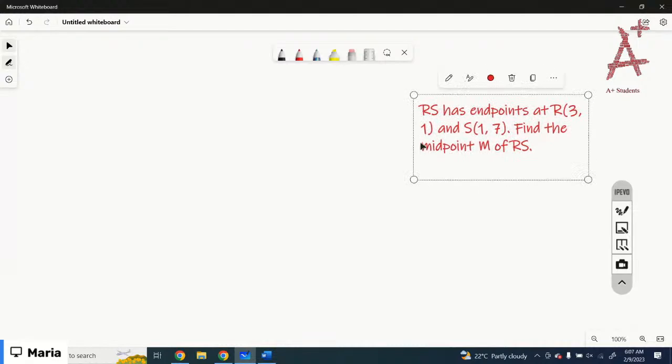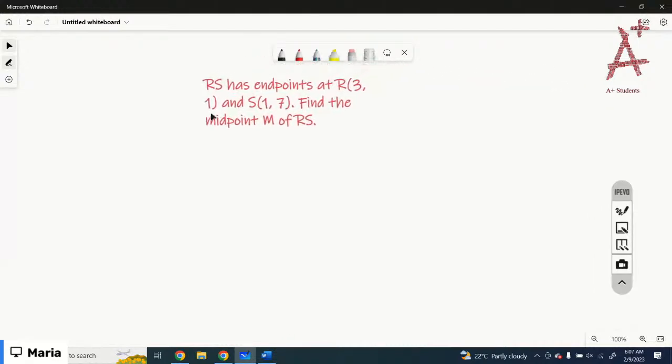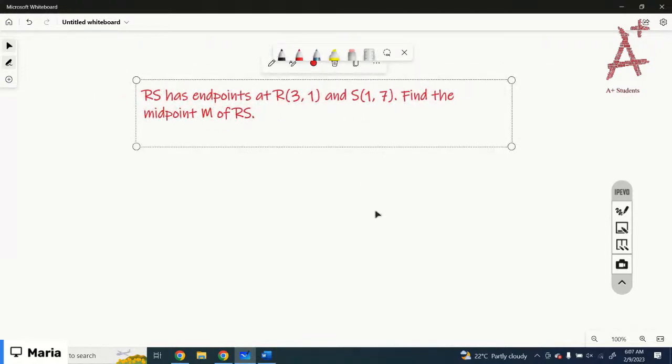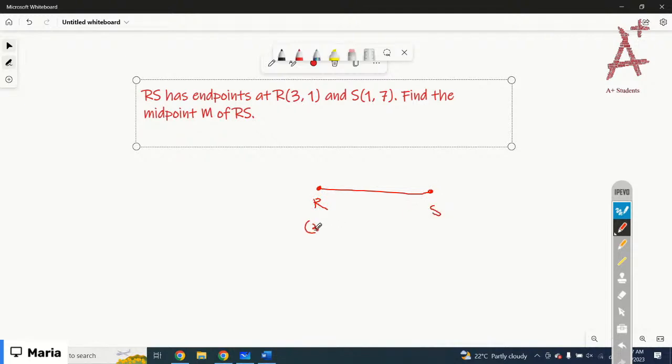Okay. RS has the endpoints R (3, 1) and S (1, 7). Find the midpoint M of RS. Let's suppose we have a line. This is R and this is S. So the coordinates of R are (3, 1) and S is (1, 7). So basically we have to calculate the midpoint. The midpoint is the point that actually divides the line into two equal parts.